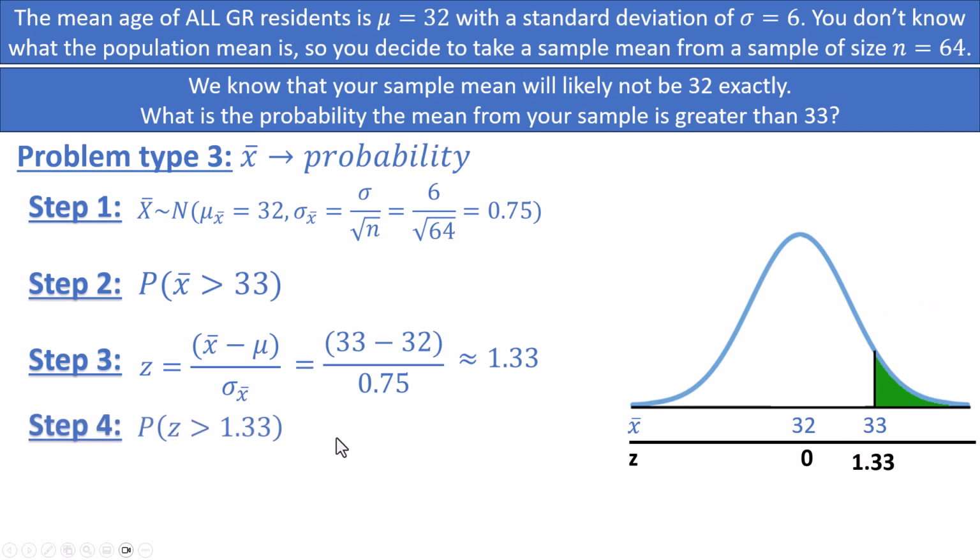So these are equivalent probability statements. The chance that x bar is greater than 33 is going to be the same thing as the chance that z is greater than 1.3 repeating. We've just changed units from x bar to z-scores.